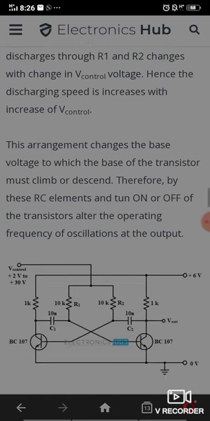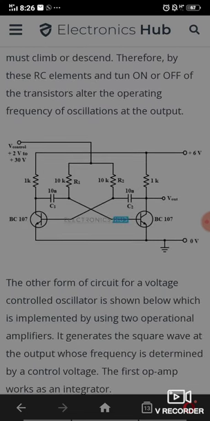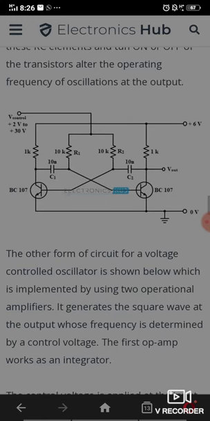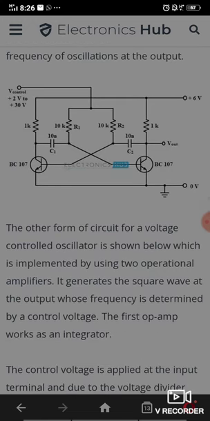the output. The other form of circuit of a voltage controlled oscillator is shown below, which is implemented by using two operational amplifiers. It generates a square wave at the output. Those frequencies are determined by the voltage control. The first op-amp works as an integrator.